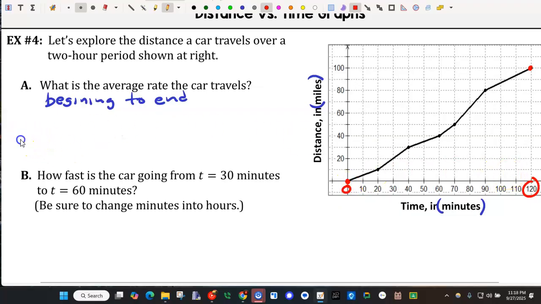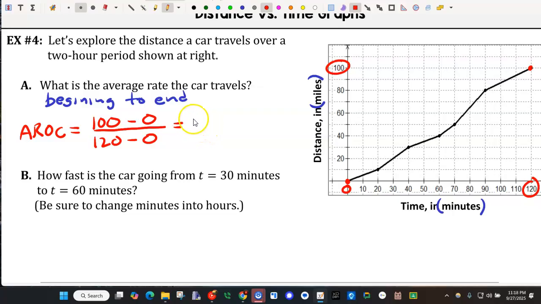So average rate of change, from 120 minus 0. And the distances traveled. Well, now at 120, it looks like we traveled 100 miles. And of course, after 0 minutes, we haven't traveled anywhere, right? 0, 0. So if we simplify this, it becomes 5 over 6.